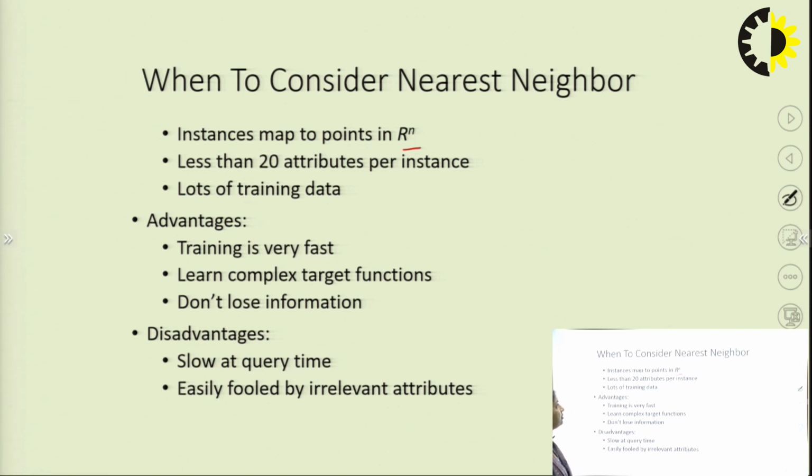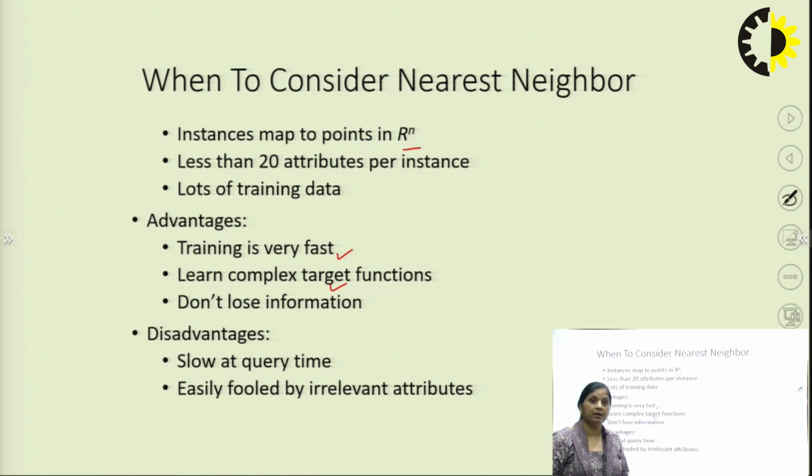What are the advantages of nearest neighbor? When we do training, we explicitly do not calculate the target function. We simply store all the data points, that is, our examples. So that is a fast training phase. The training is very fast because we are not explicitly learning any target function. We find the class or the regression value according to neighbors. So it is able to learn very complex functions and there is no loss of information.